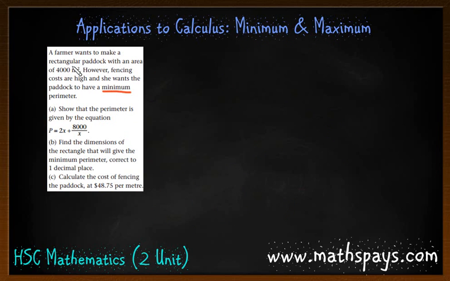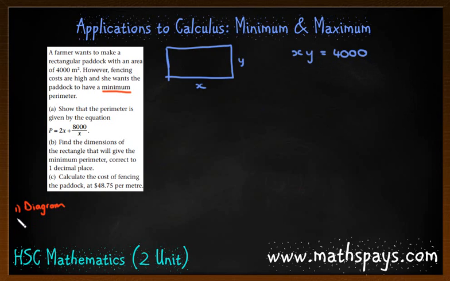So a farmer wants to make a rectangular paddock with an area of 4,000 meters. There are a couple of little points I'm going to make here. First of all, it's good to have a diagram. So for example, in this question, it talks about a rectangular paddock, so I'm going to draw up a rectangular paddock. It doesn't give me any lengths, so I'm going to say we've got lengths of x and y. But it does say that we've got an area of 4,000, therefore x times y is equal to 4,000.